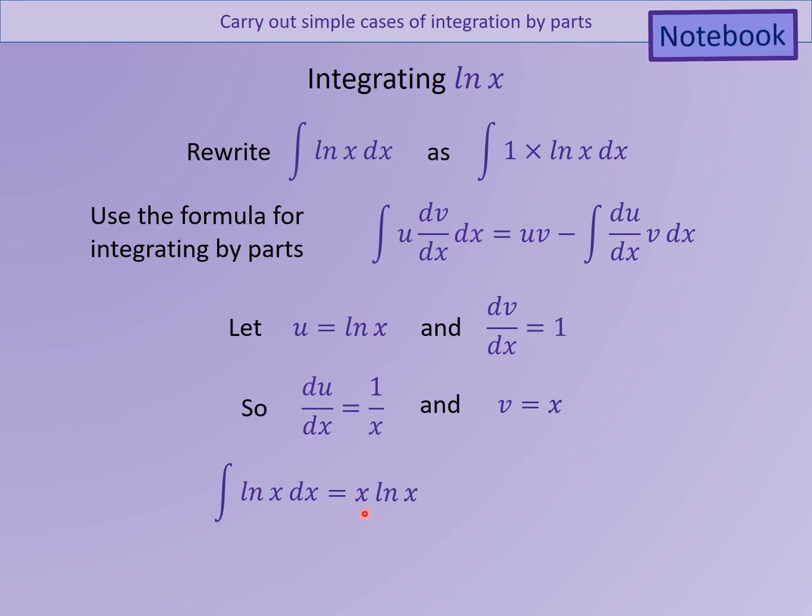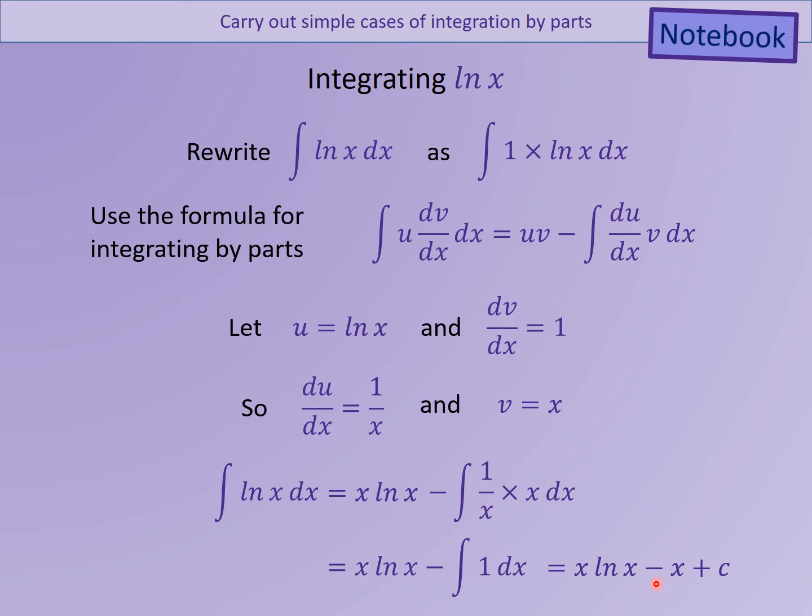So I'm definitely going to get x ln x minus the integral of 1 over x times x dx. Now 1 over x times x is just going to get me 1. And if I integrate 1 in terms of x, I get the same as what I've got up here, which is just x. So x ln x minus x plus c. The integration of ln x is going to be x ln x minus x plus c.